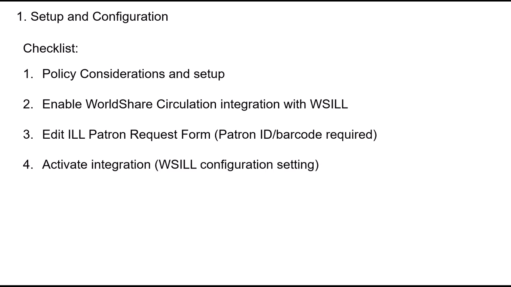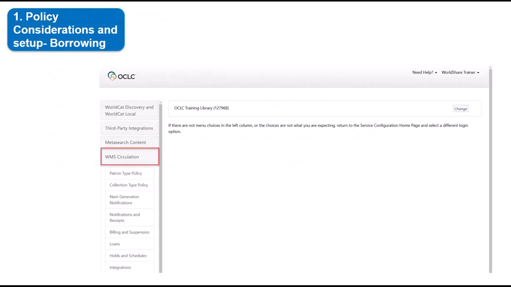Once all the configuration is set, you then activate the integration. Let's start with the first step, policy considerations and setup. Review your policies for borrowing integration. From the service configuration under WorldShare circulation, review your circulation policies based on the chosen holding location and shelving location that will define on step 2. We will check most of these options in detail in this video, such as notifications, loan limits, and holds.